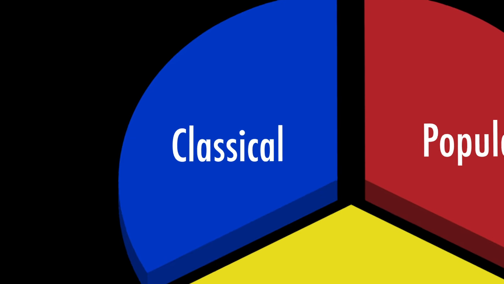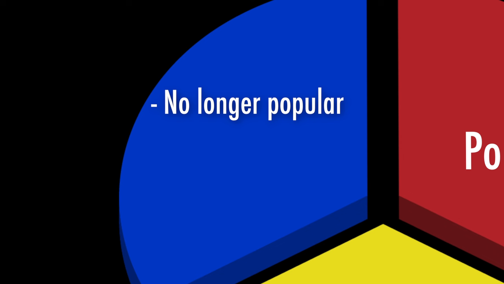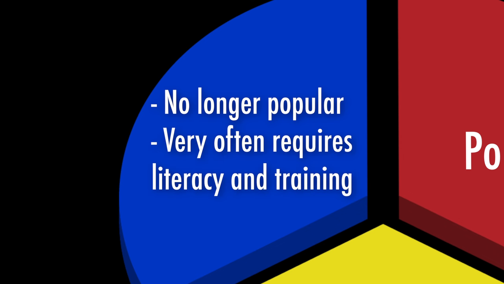Classical music is music that is no longer popular, and with a few exceptions, probably requires some training or literacy in order to perform. Examples of this can be found in music played in today's concert halls, opera houses, in film scores, and in many churches.